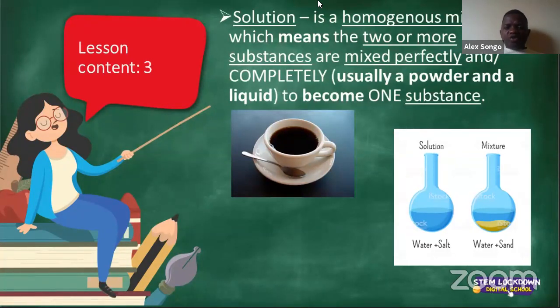Yes, definitely. Not salt, sand will stay at the bottom of the cup because sand or soil is insoluble. What does it mean? It means it's got the inability to dissolve in water. It does not dissolve in water. As a result, it will then stay at the bottom. Absolutely.